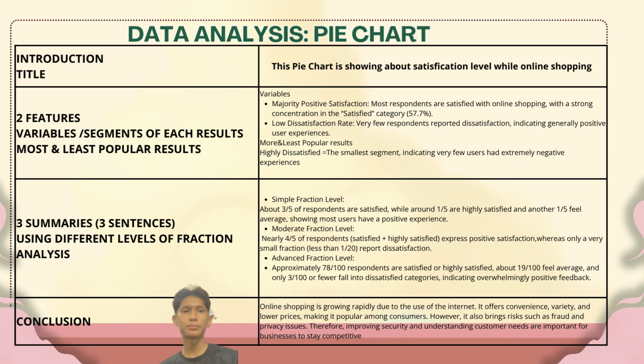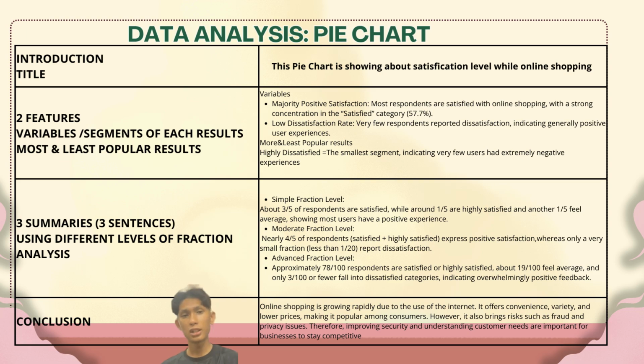At the same time, the highly dissatisfied category is extremely small, almost negligible. This means very few users had a seriously negative experience. Now, let's break it down using fractions. At a simple level, about 3 out of 5 users are satisfied, and roughly 1 out of 5 users are highly satisfied.